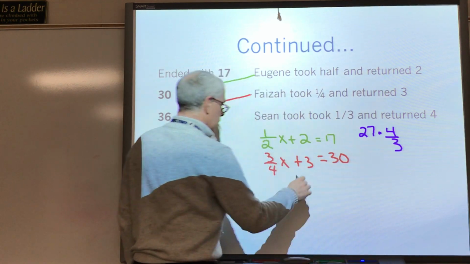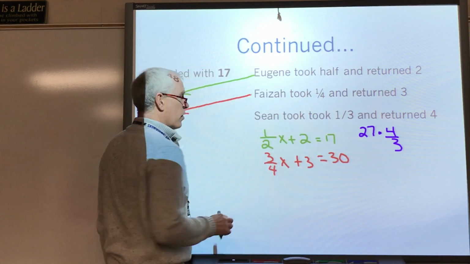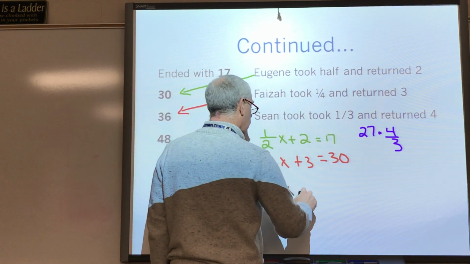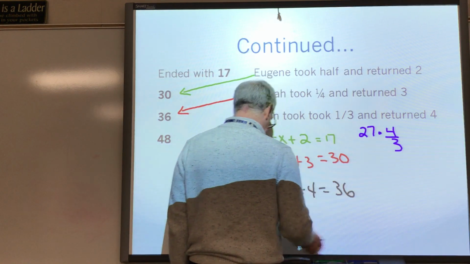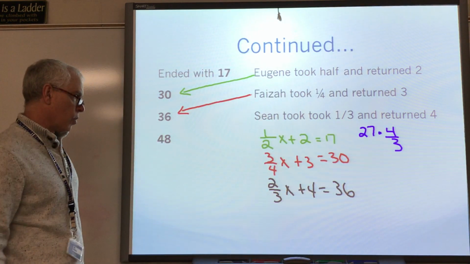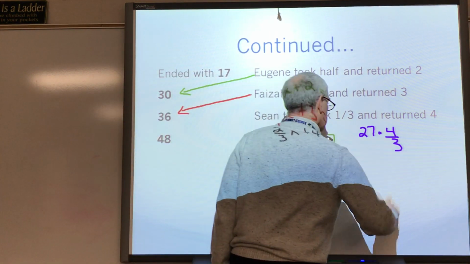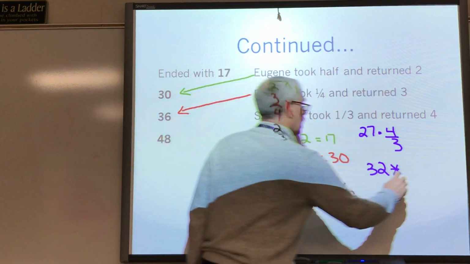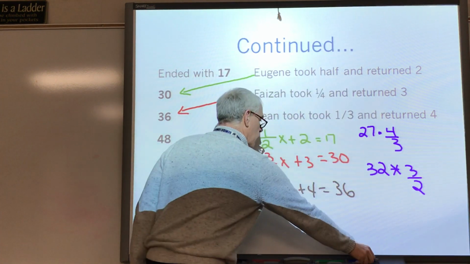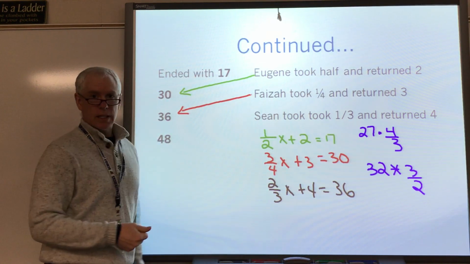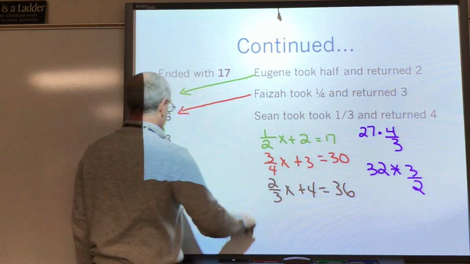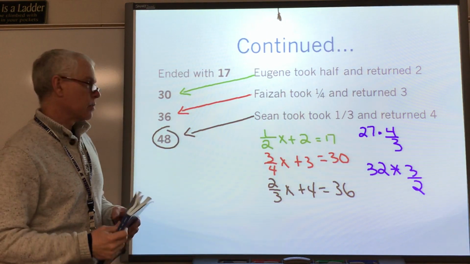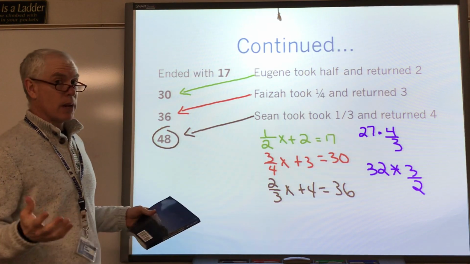Okay, then Sean took 1/3. Well, if he took 1/3, that means 2/3 were left, and returned 4 to get 36. So we're going to subtract 4 and get 32. And then we want to multiply by 3/2. Okay, well, if you do that, 2 goes into 32 16 times 3 is 48, which is where we would have started. Okay, so you got to be a little bit more careful with fractions other than a half.